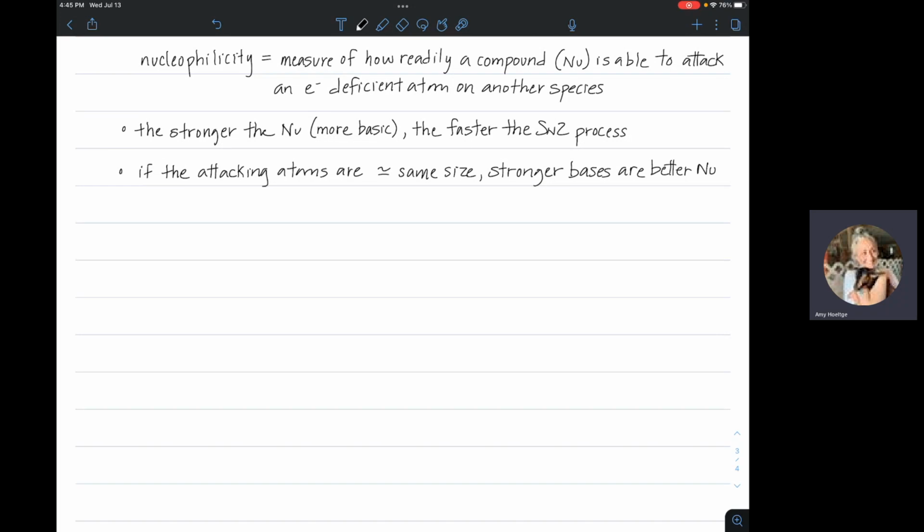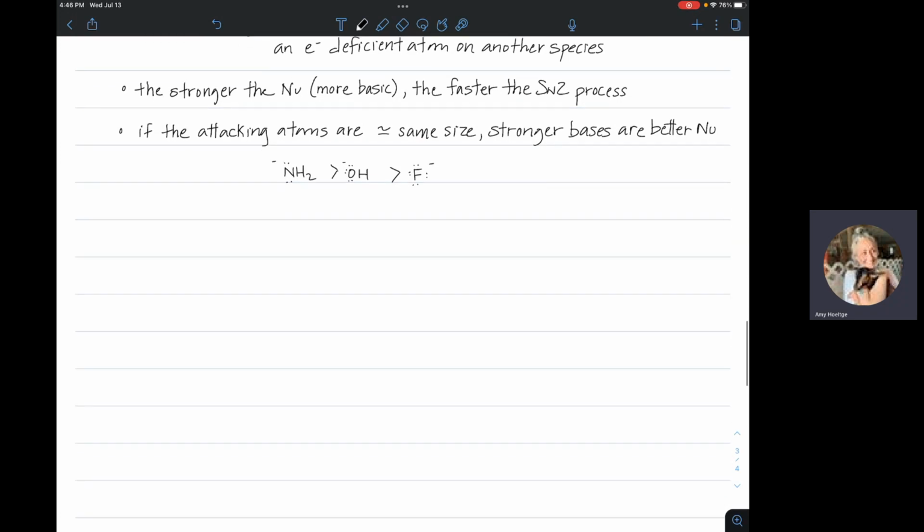Like, for example, I could say that the amide anion, which is a stronger base than hydroxide, is going to be a better nucleophile, and it's about the same size as the fluoride anion. Which of these three would be the weakest nucleophile? They're all decent nucleophiles, but the amide anion is going to be better. They're all relatively close in size.